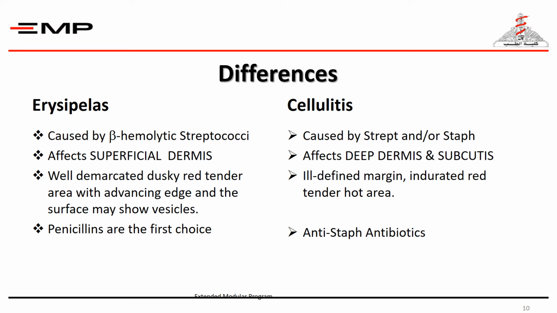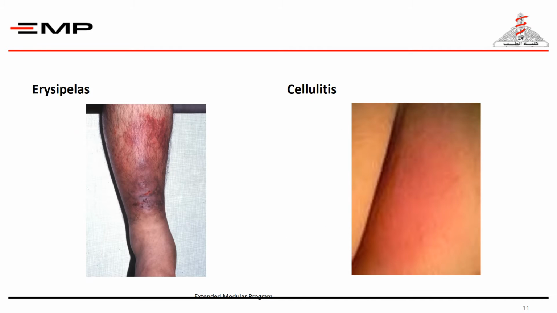On the other hand, cellulitis is caused by Staph and/or Strept. It affects the deep part of the dermis and the subcutaneous tissue, and because it is deep, the margin is usually ill-defined, and it is an indurated, red, hot, and tender lesion. The treatment of choice is an anti-staph antibiotic.